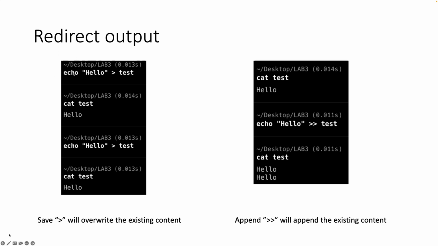Redirect output, you can do this symbol greater than. If you say echo hello greater than test, it means you want to keep hello into file name test here. And if you want to print it out, you can say cat test and here's the content inside. And if you echo hello again into test here, use this greater than, you get hello, the same. But if you use double greater than just like this, you will append it. First, you say cat test has hello inside, right? And if I say echo hello double greater than to test, you will get hello and hello.